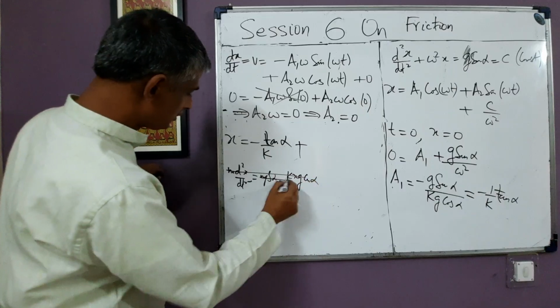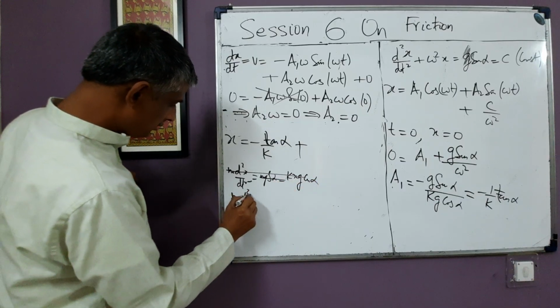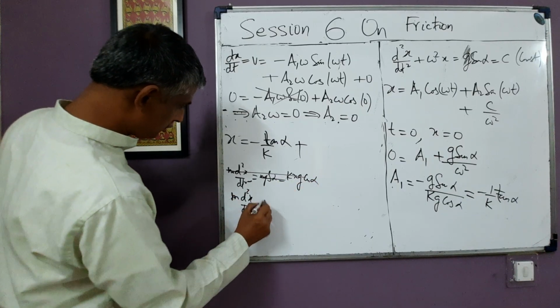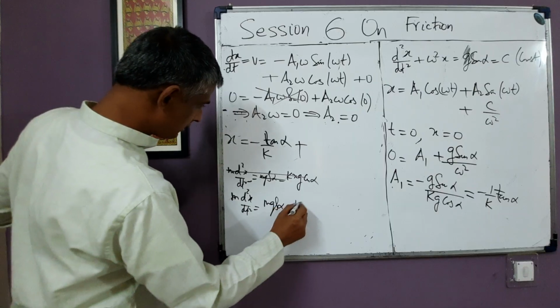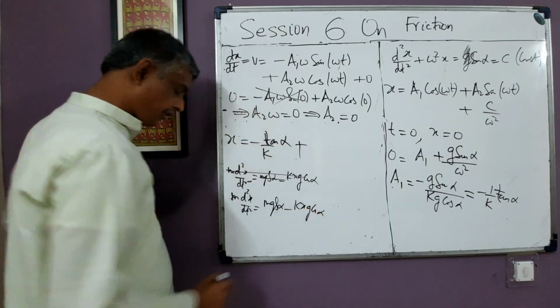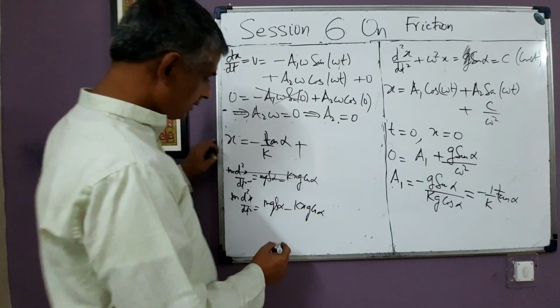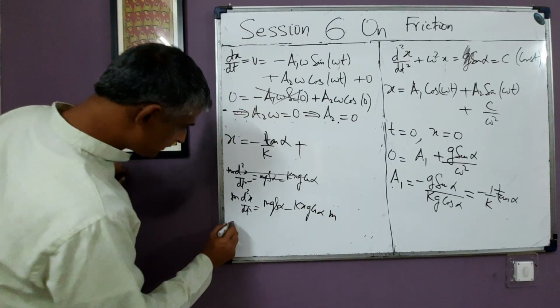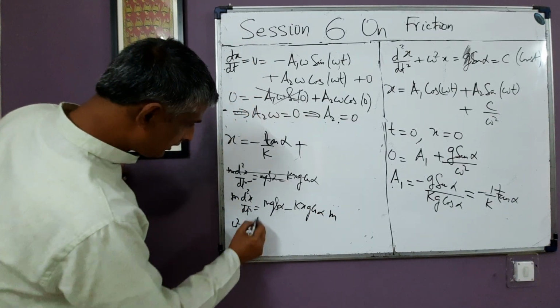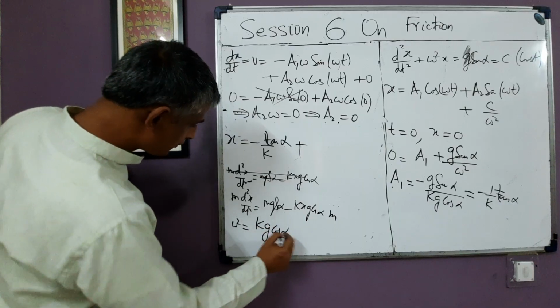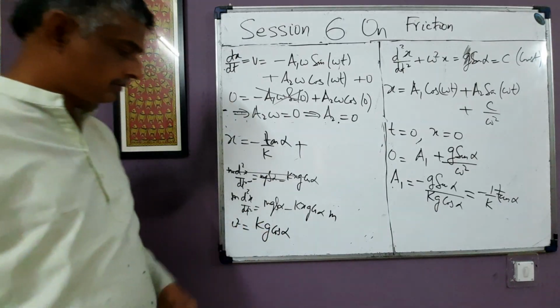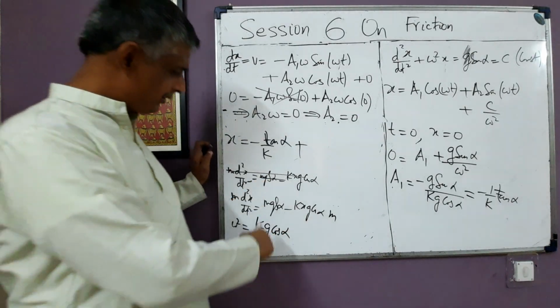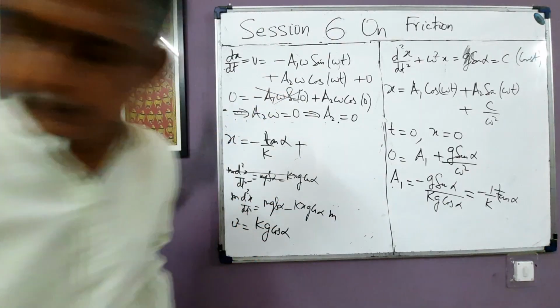This will be m d2x by dt2 equal to minus k mu mg cos alpha. M also comes here. So omega square was kg cos alpha. This was omega square. I hope it is clear. I just forgot that term, so I'll retain it here. Just rough work.